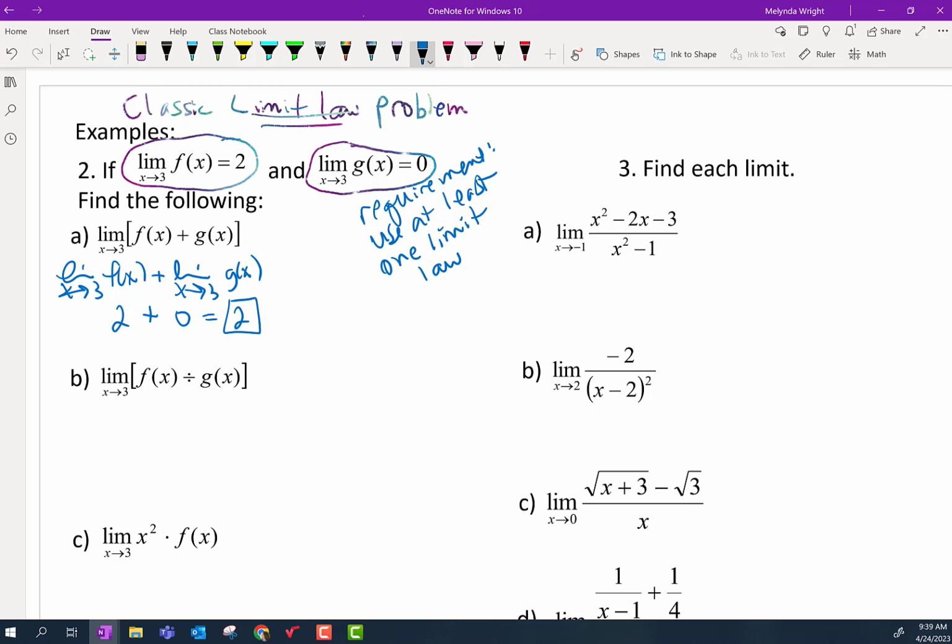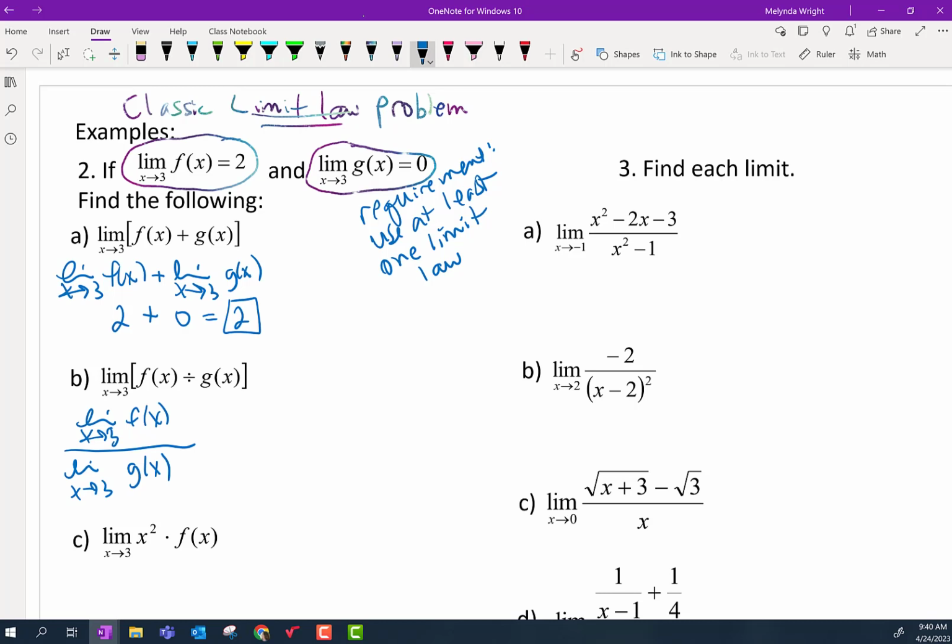Okay. The second one, you can see this is a division one. So I'm going to use the dividing limit law. So we've got the limit as x goes to 3 of f of x divided by, I'm just going to put it in a fraction form, the limit as x goes to 3 of g of x. Okay, so that meets my requirement. I have used one limit law.